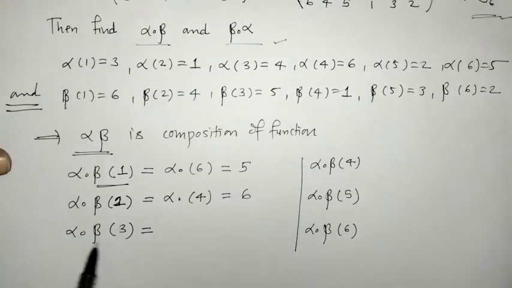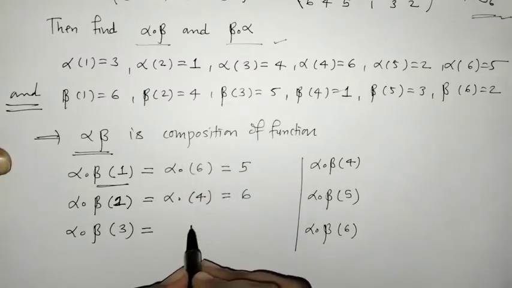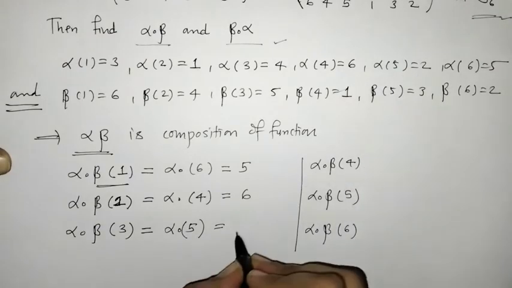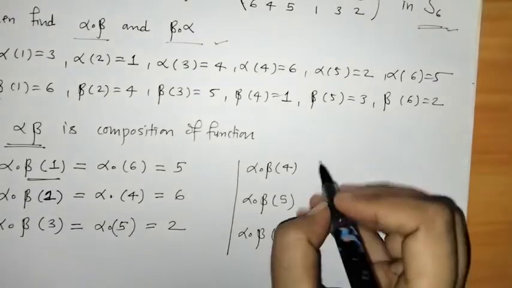Now we have to find this composition alpha beta on the element 3. So we write beta of 3. Beta of 3 is 5, and then we have to operate alpha on this 5. Alpha of 5 is 2. Similarly, we have these values.